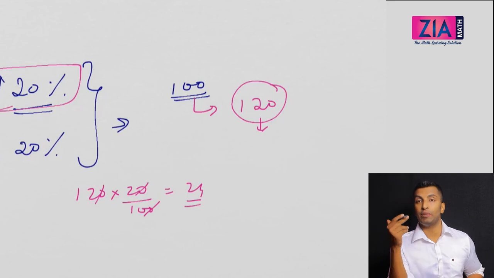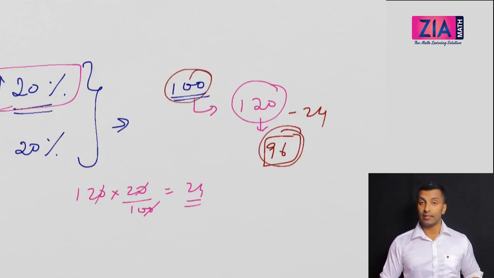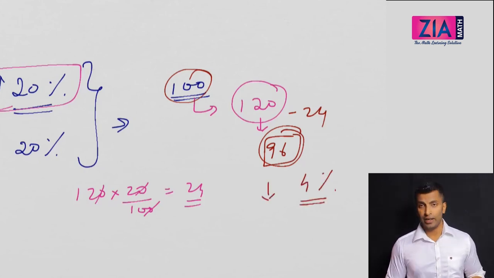20% of 120: 10% will be 12, 20% will be 24, like that. So what is the new salary? 120 minus 24, that's going to be 96. So initial was 100, now 96. That means the effective percentage change is a decrease of 4%. 100 to 96, a decrease of 4%.